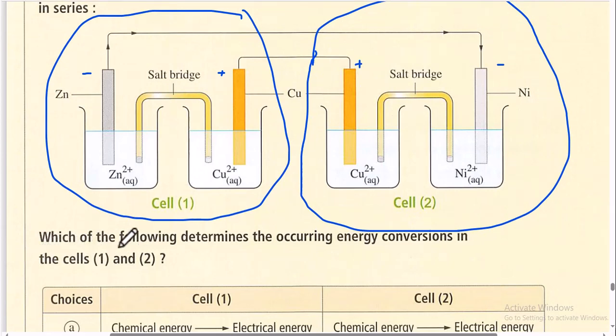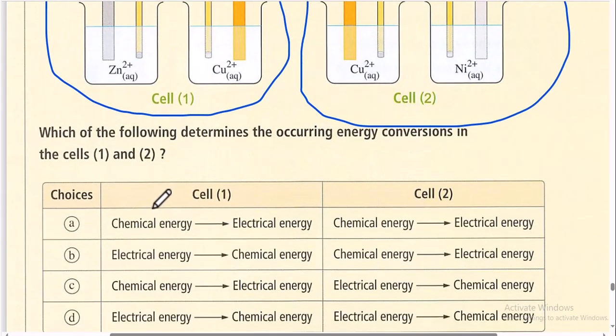Which of the following determines the occurring energy conversions in cell 1 and 2? Cell 1 is a galvanic cell, so it converts chemical energy into electric energy, correct? So the choices which refer to electric energy converted to chemical energy are wrong. So the first cell transfers chemical energy into electric energy. The second cell is the opposite. It converts the electrical energy into chemical energy, and the correct one here is C.